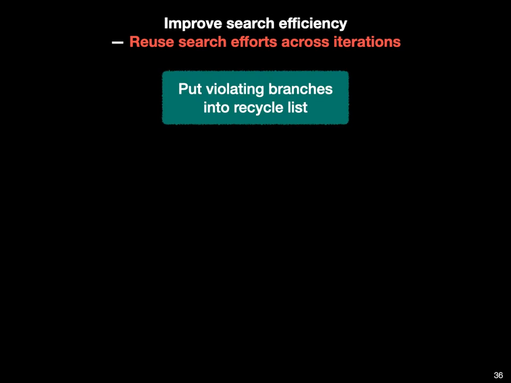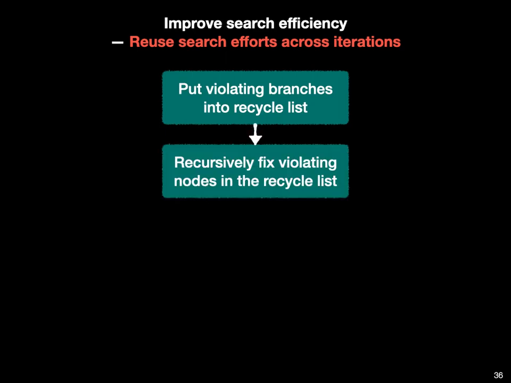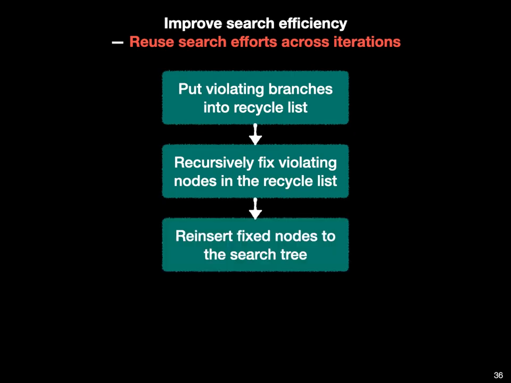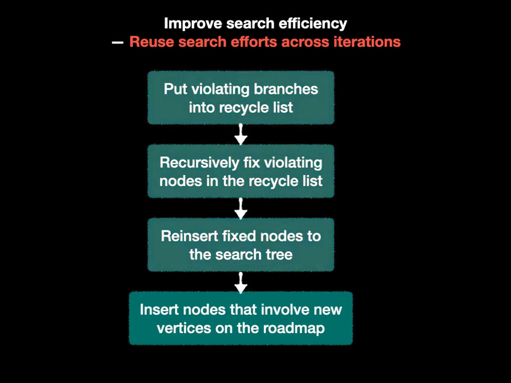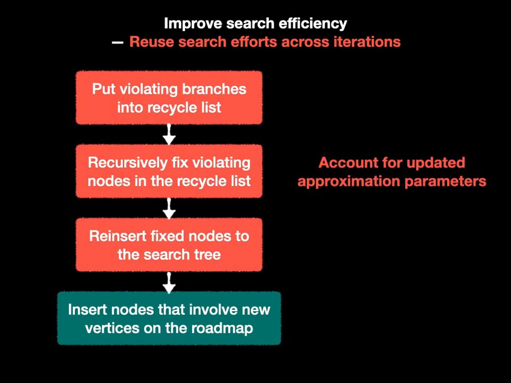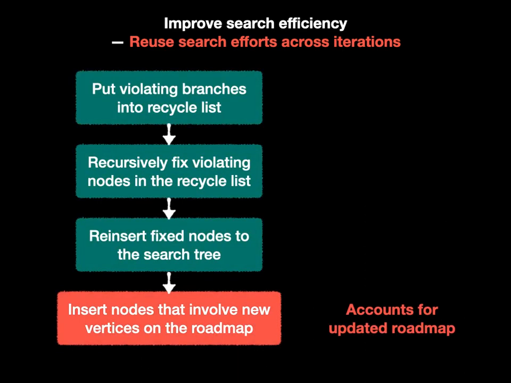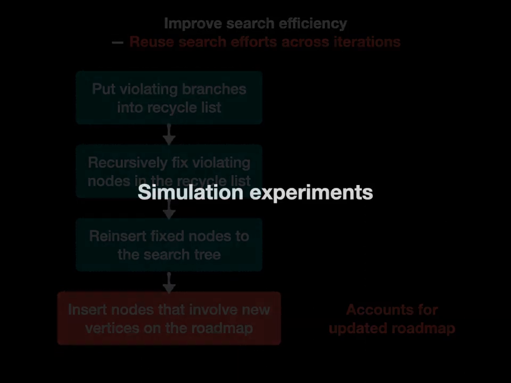This is done with 4 steps. First, we put violating branches into a recycle list. Then we recursively fix violating nodes in the recycle list. After that, we reinsert fixed nodes to the search tree. Finally, we insert nodes that involve new vertices on the roadmap. The first 3 steps account for updated approximation parameters, while the final step accounts for updated roadmap.